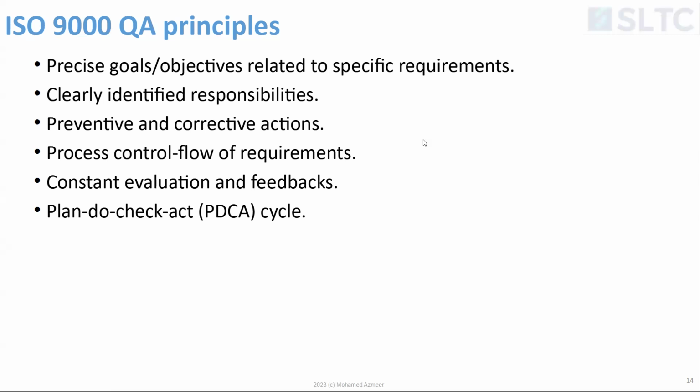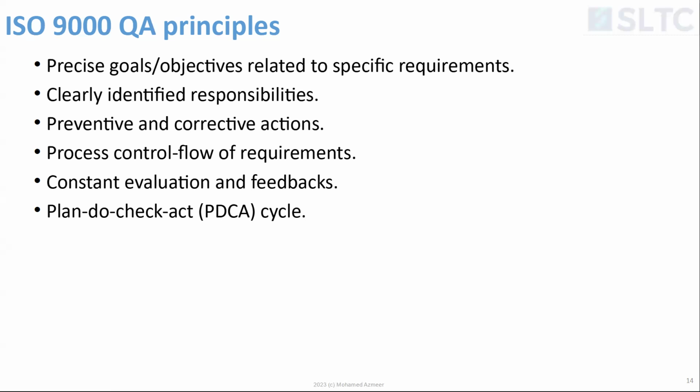Then preventive and corrective actions. So how can you do something so that things don't go wrong? Before things go wrong, what can you do? And then the other one is corrective action. If something goes wrong, then what do you do? How do you correct it? Again, you need to have documentation so that people know how to do something without making a mistake, and then how to do something after a mistake happens. Both are equally important.